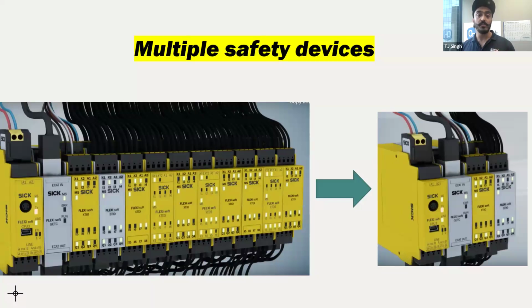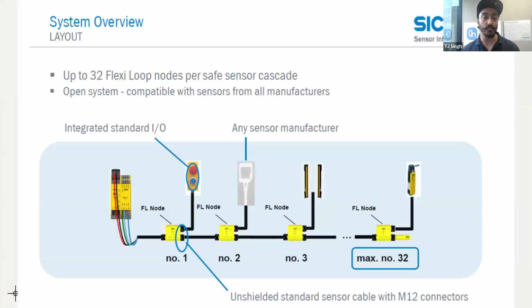Those nodes simply allow you to have a series connection, which basically has just one IO, and that goes to your safety controller. So instead of this system, you can literally have something like this. So you can save on all that wiring as well as complexity with our FlexiLoop nodes.